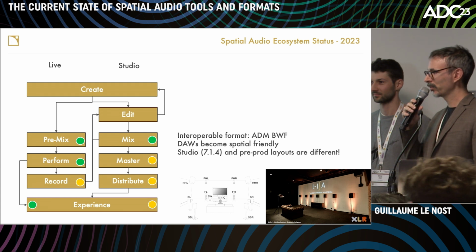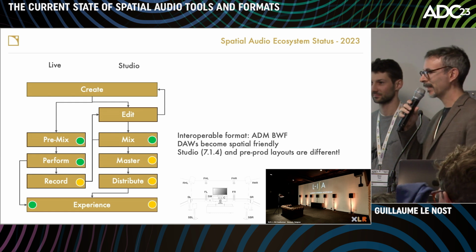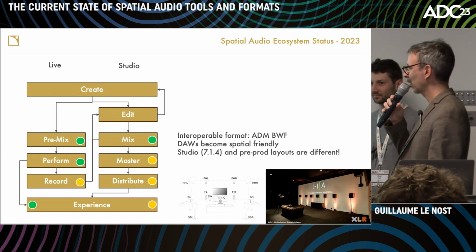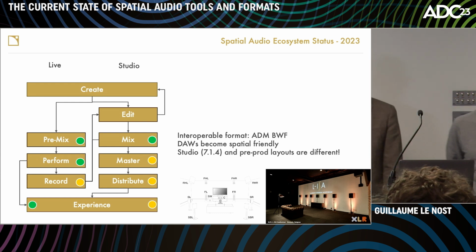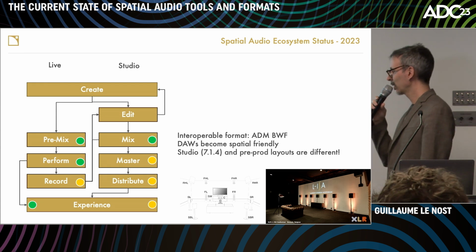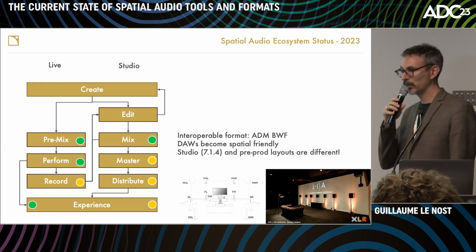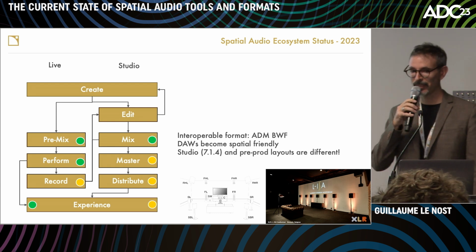And I just wanted to point out as well, between the studio world and the live world, the speaker layouts can be very different. On the left side, I've put a quick diagram of a typical Dolby Atmos home setup, 7.1.4. What you see on the right side is a typical pre-production layout for live sound, which is a tiny bit different.